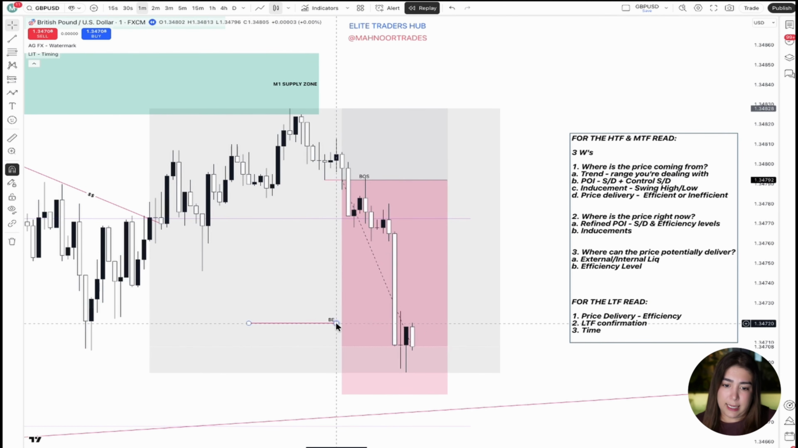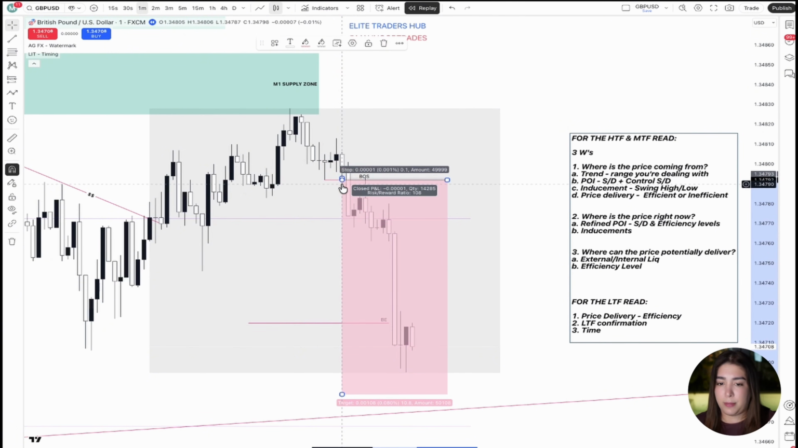Okay, now once price tapped into this price point, I moved my stop loss to entry. It became a risk-free trade. Now after that, if price just reversed and went higher, it'll still be a break-even trade.